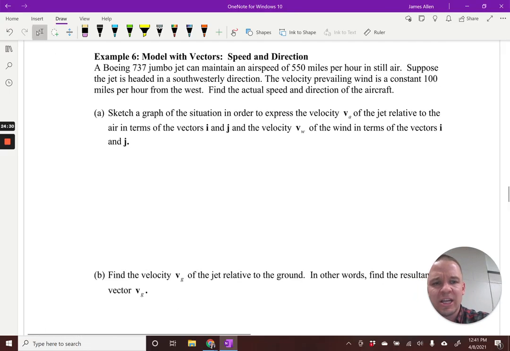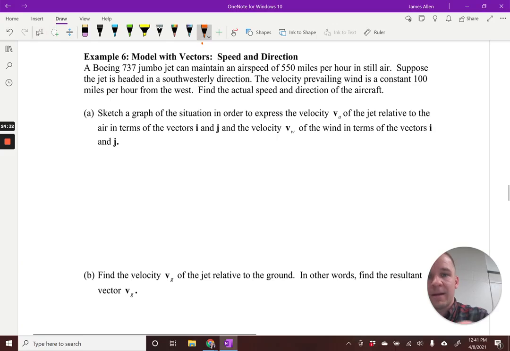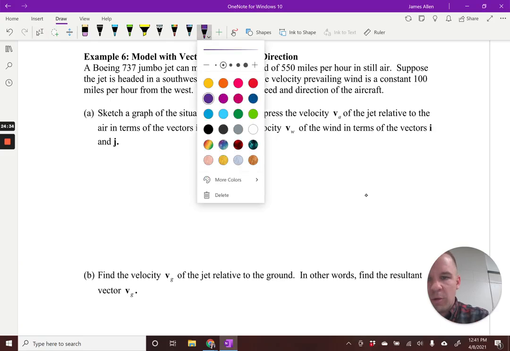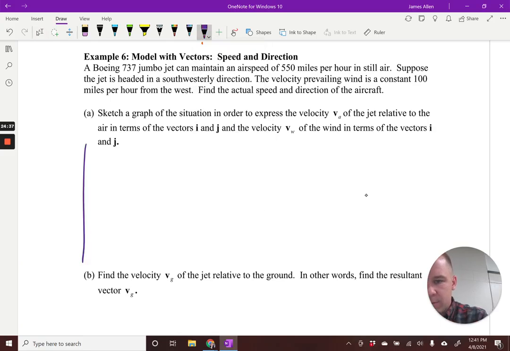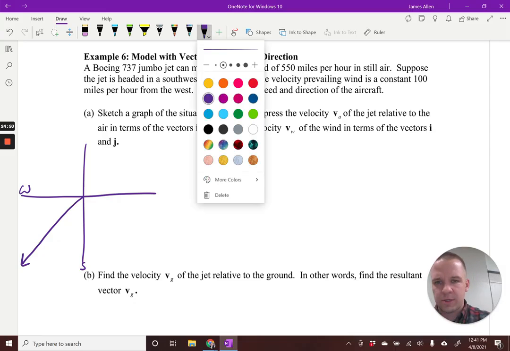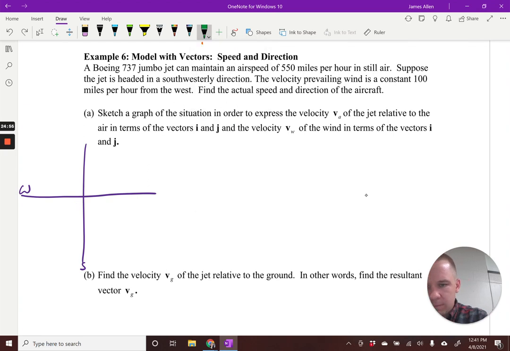Okay, let's sketch this thing to get a general picture of what's going on. I'll go purple this time. So if I've got myself this, my jet is going in the southwest direction, right? So this is west, this is south. So this is the jet, right? Now there's that other, and I'm actually going to go with a different color here when we're graphing it. So that's the jet, right? The velocity of the aircraft. We'll put an A there.